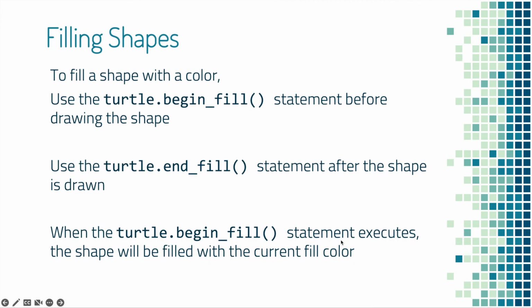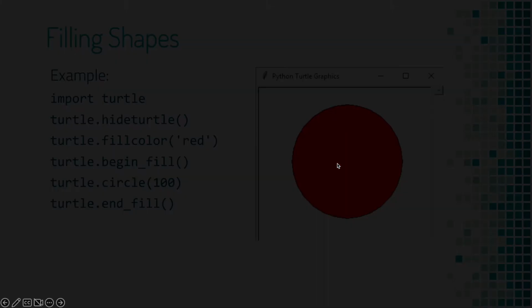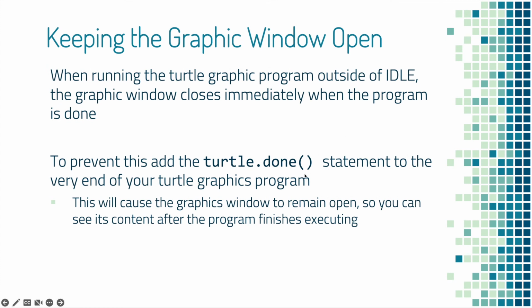Lastly, we can also fill shapes. We can do begin fill, end fill. So here you'll see we hide our turtle, so we don't have the little arrow anymore. We can fill color red, begin the fill, make a circle, and then end the fill, which means that whatever shape we just made, it will actually fill it with the red color. After we're done with the turtle, the last thing we need to do if we want to look at the actual drawing is make sure we have turtle.done, which will keep the graphic window open.